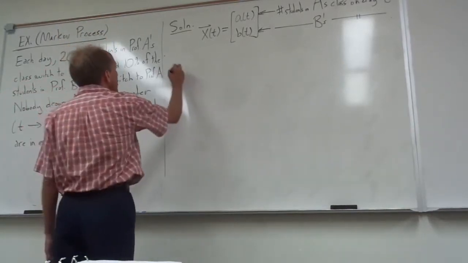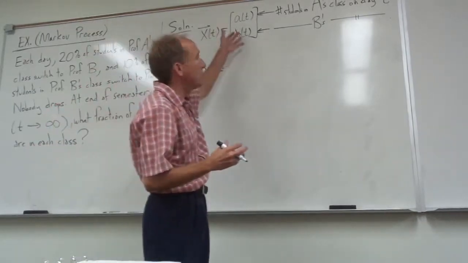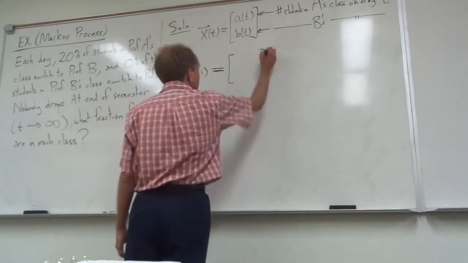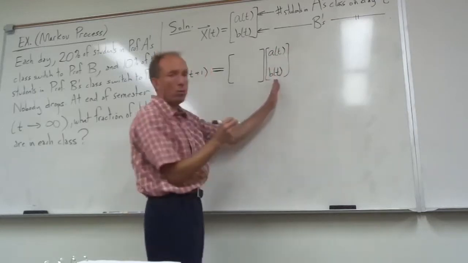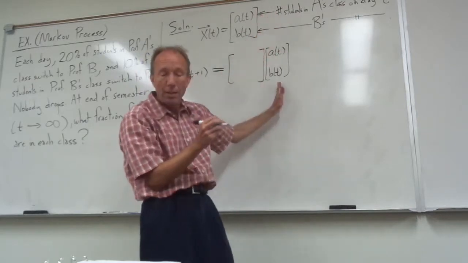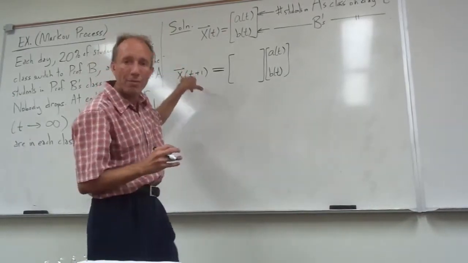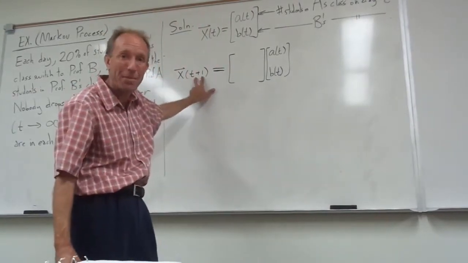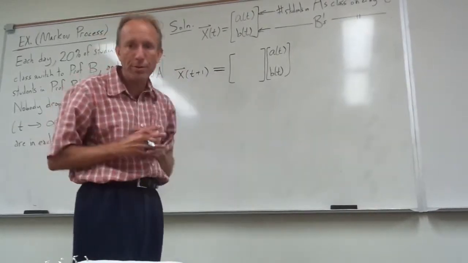So what we can do is try to figure out, from one day to the next, how do a of t and b of t change? And I can actually represent this as a matrix. I'm going to put a of t and b of t right here. Let's say those are the numbers of students in the two sections today. What I want to know is, how many students will Professor A and Professor B have tomorrow, one day later? I'm adding one day here.